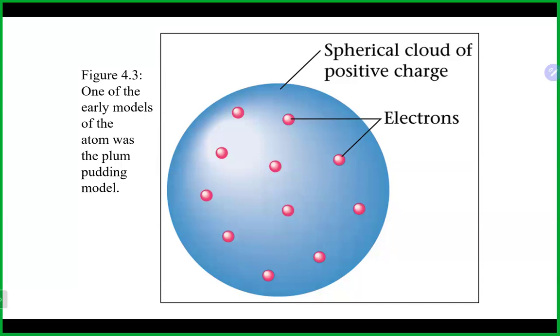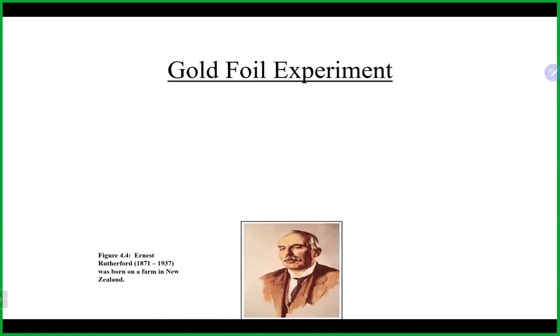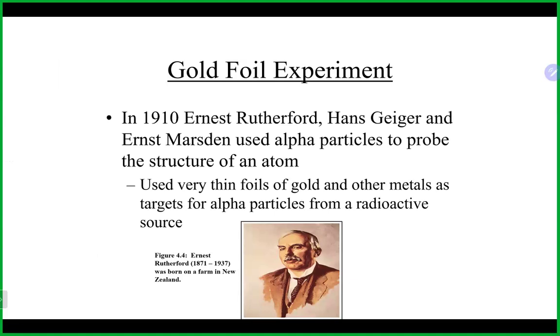The other major idea of this model of the atom was that most of the mass of the atom was the electrons. It was believed at this point that most of the mass of the atom was the electrons. And this was the accepted model until further experiments came along. The next major experiment that allowed us to understand the atom was done by Rutherford and some other guys like Geiger and Marsden. This is what is referred to as the gold foil experiment.